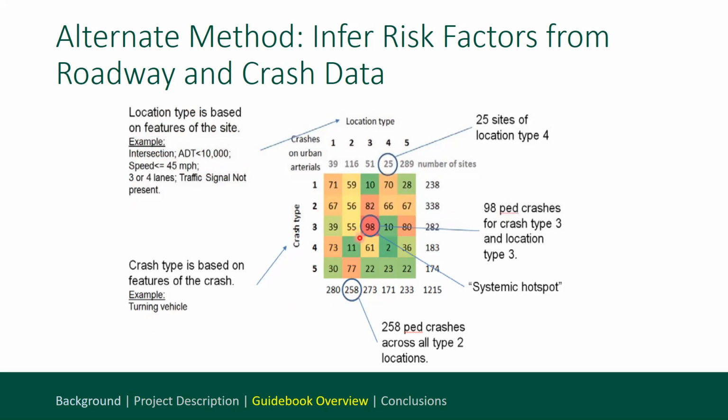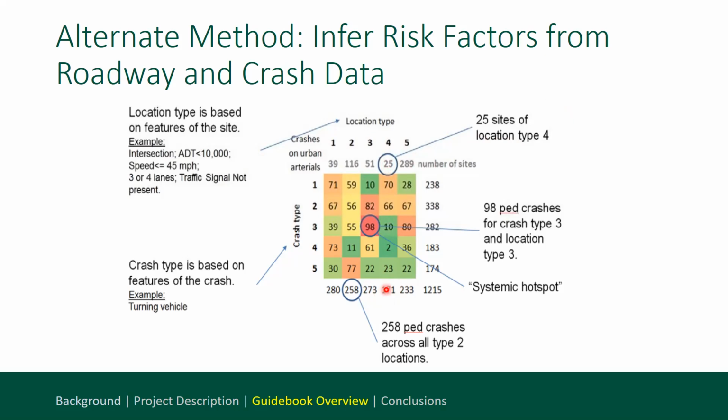But this type of table could help you pin down, hey, I only have 51 type 3 sites in my location, but they're accounting for 98 of my crashes. Right? So that's sort of a problem. And you could see location type 4, there are only 25 location type 4 sites. They are accounting for 171 total crashes. Okay, so that might be another sort of risk factor that might be present.